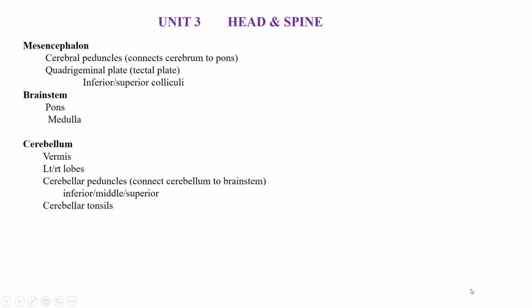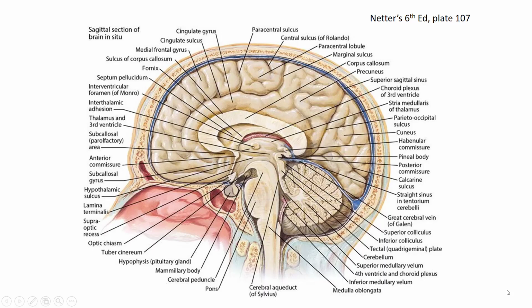Continuing on with Unit 3, the head and the spine, we're going to cover in this lecture the mesencephalon, to include the cerebral peduncles and the quadrigeminal plate or the tectal plate, the brainstem with the pons and medulla, and the cerebellum, to include the vermis, the left and right lobes of the cerebellum, the cerebellar peduncles, and the cerebellar tonsils as well.